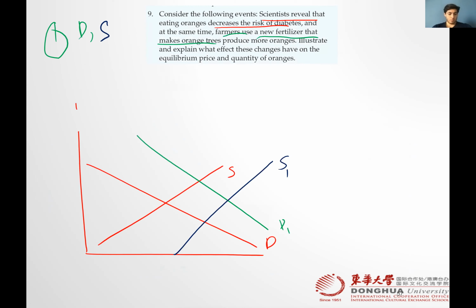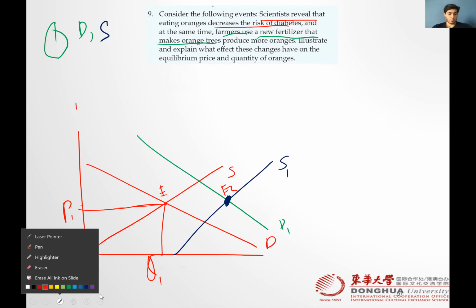On the intersection of blue and green. Right? So let me write it down here. That was the old equilibrium, and that is the new equilibrium. On the old equilibrium, we have the price, and this is the quantity.